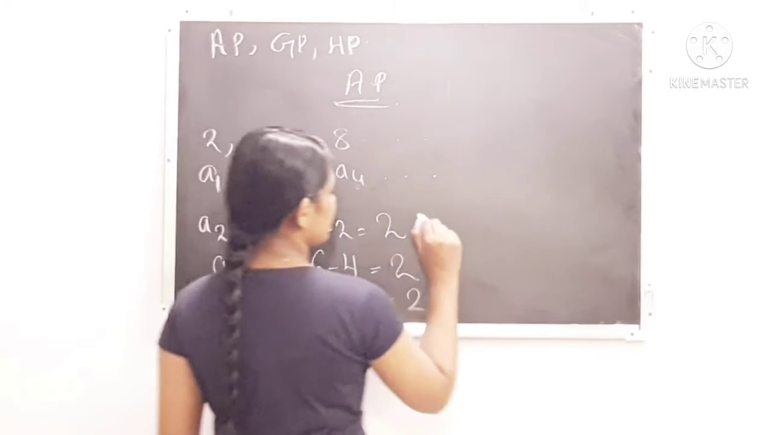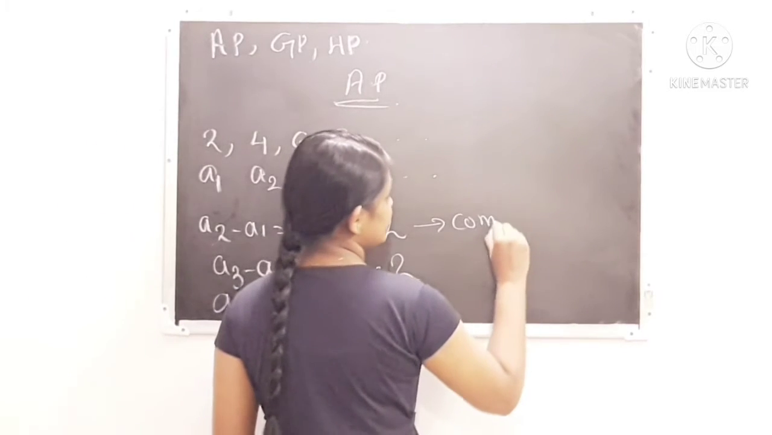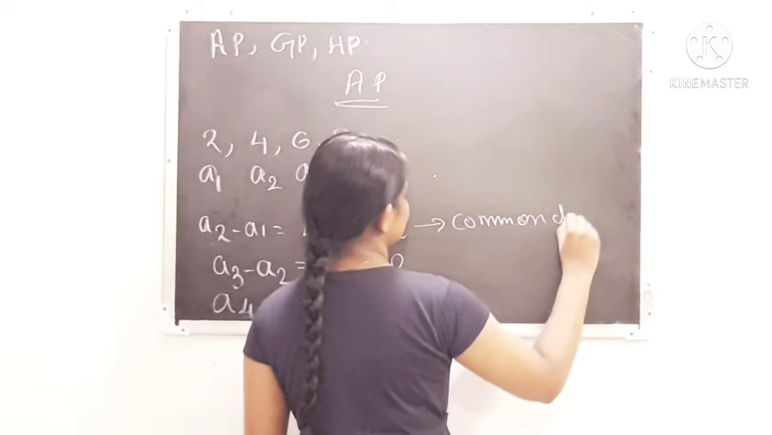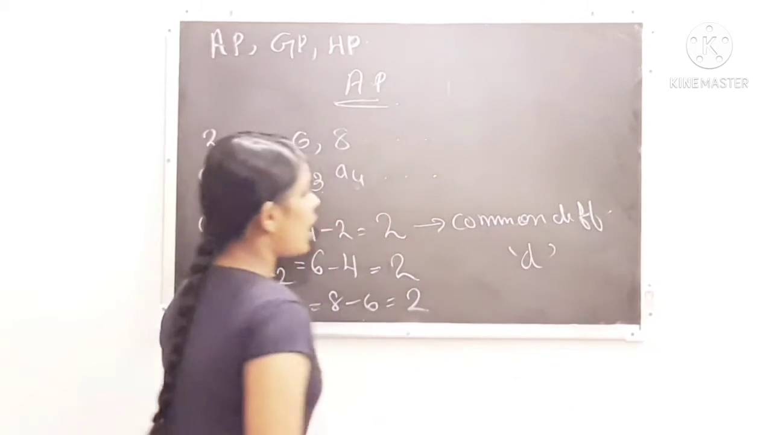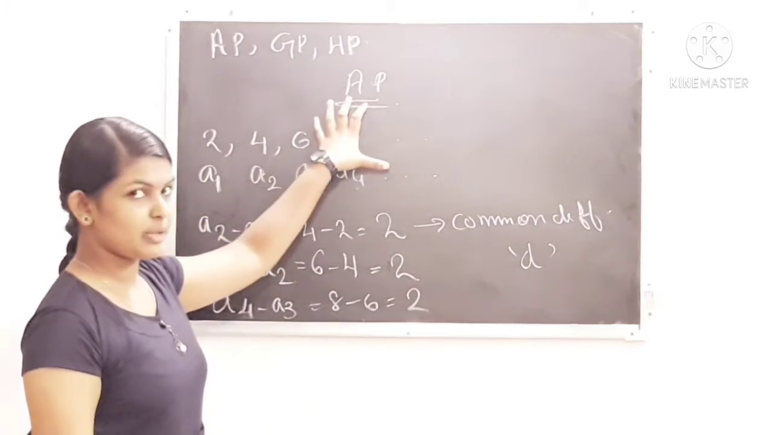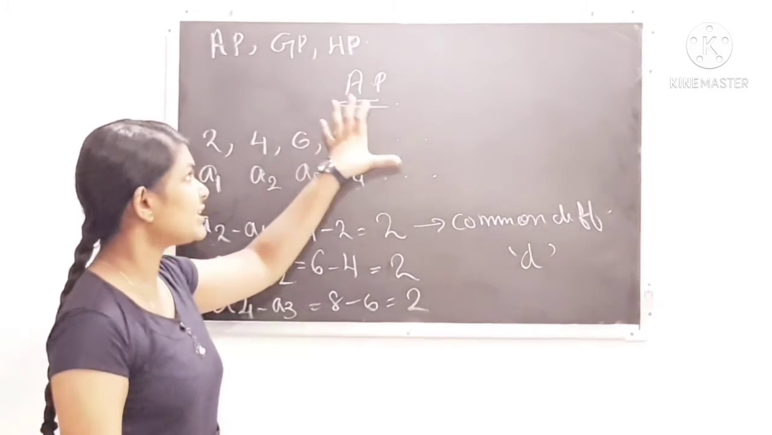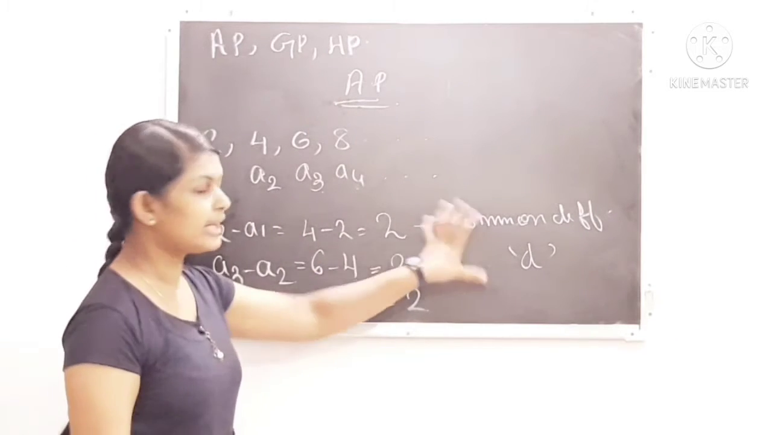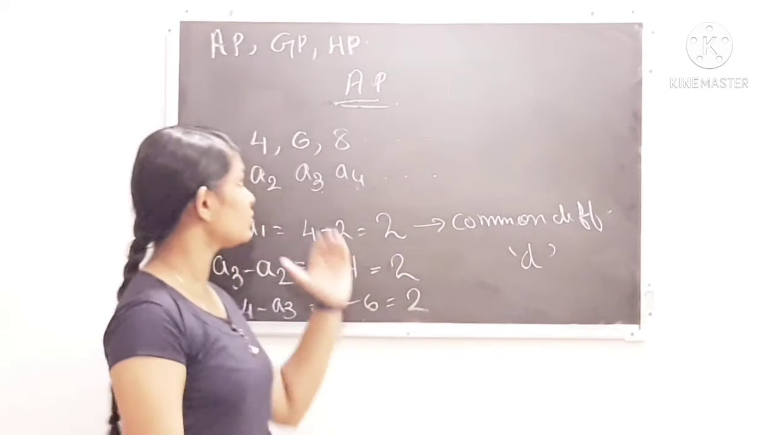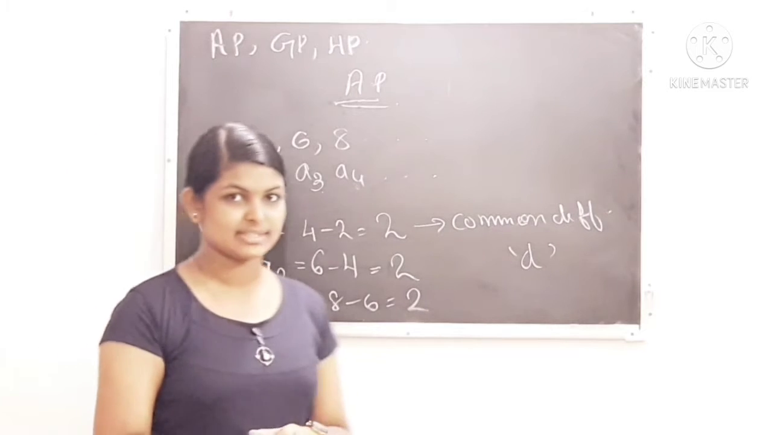And this constant value is termed the common difference, and it can be represented by d. So d is the common difference. So an arithmetic progression is a sequence of numbers which follows a particular rule, and that rule is that there should be a common difference between the elements. That is the rule followed in arithmetic progressions.